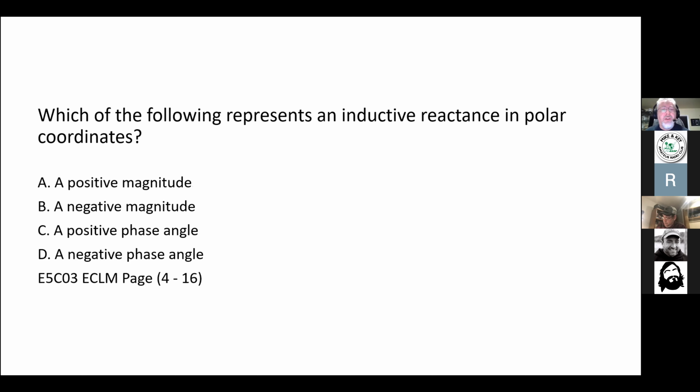Which of the following represents an inductive reactance in polar coordinates? A, a positive magnitude. B, a negative magnitude. C, a positive phase angle. Or D, a negative phase angle. Inductive reactance in polar is C, a positive phase angle.